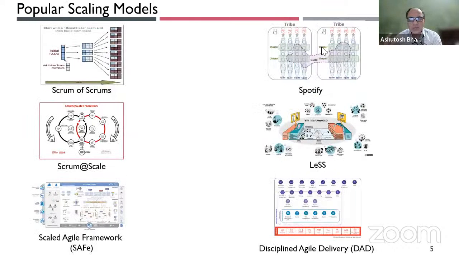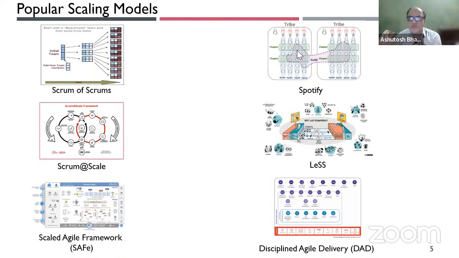Now let me talk about some of the very popularly used scaling models. Some of the very popularly used scaling models are Scrum of Scrums, which I already talked about, Scrum at Scale, Scaled Agile Framework (SAFe), Spotify, LeSS, and Disciplined Agile Delivery. These are some of the very popularly used scaling frameworks we have seen in the industry, right?